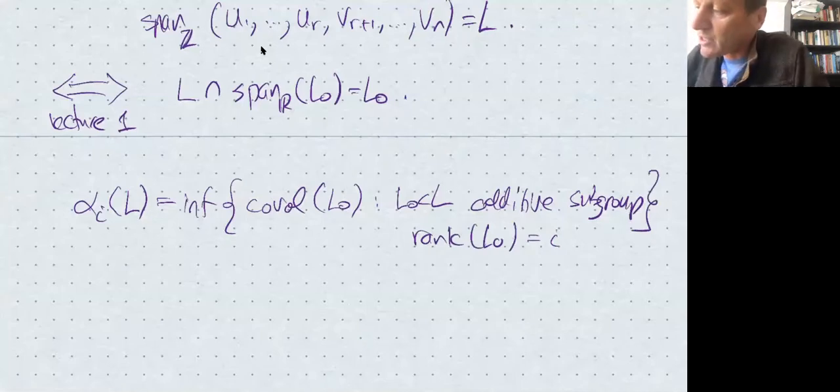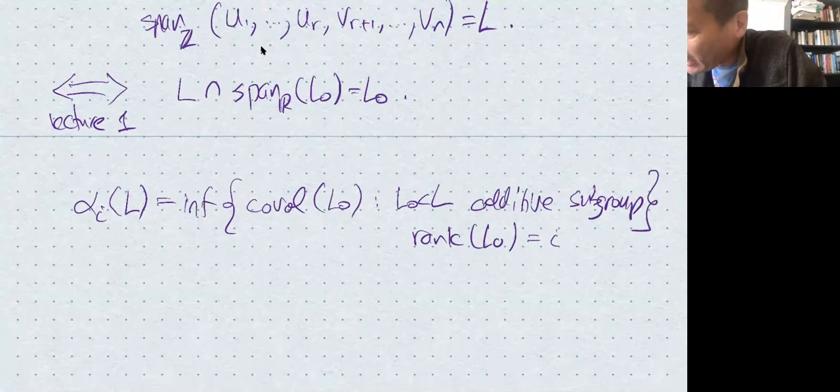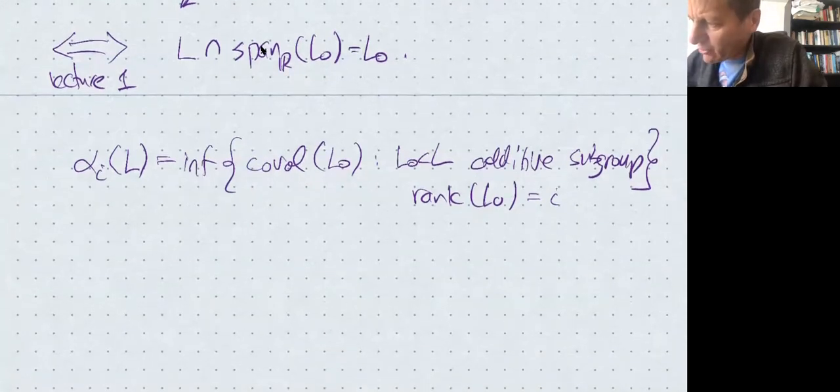The notion of a co-volume of an additive subgroup is something that I want to spend time on because it's not a lattice. We define the co-volume of a lattice to be the n-dimensional volume of a fundamental domain. But this object doesn't have a finite volume fundamental domain. What we mean is the co-volume of L0 in the i-dimensional subspace which it spans over R.